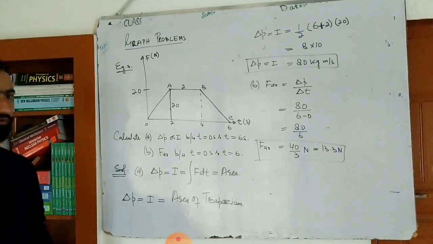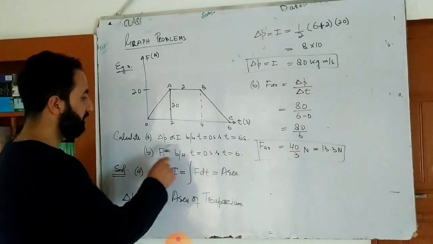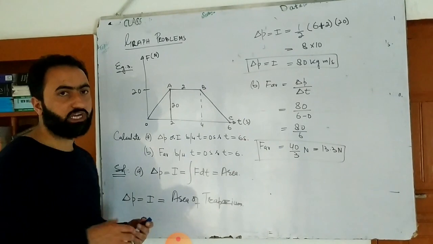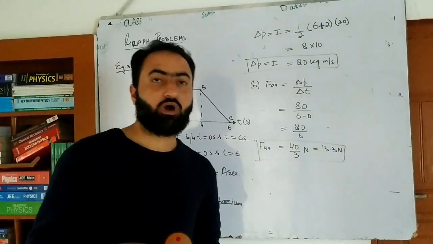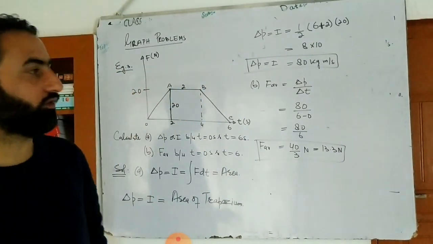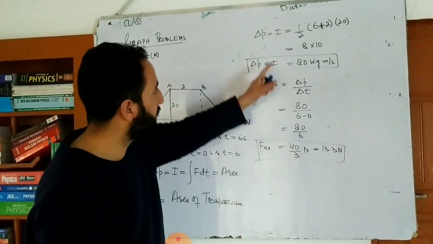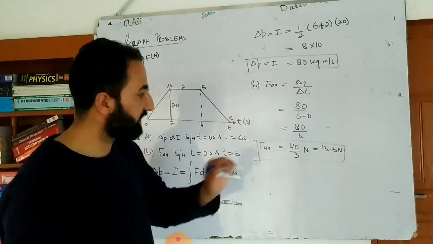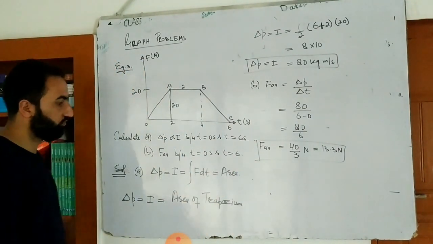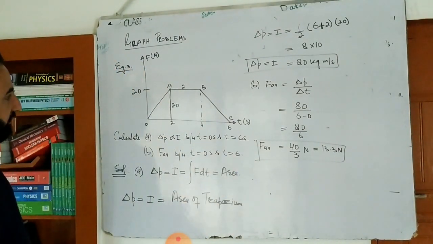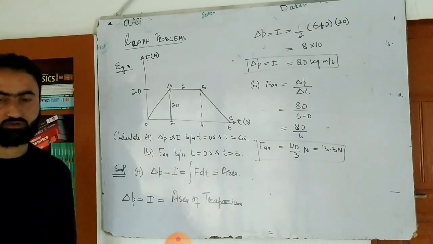Okay, so simply what we have to calculate is the delta P or impulse. It will be equal to area. So area of the trapezium is in turn equal to 1 by 2 times the sum of parallel sides multiplied with the perpendicular distance. Then you have to calculate the average force, that is delta P by delta T. We have calculated delta P, then substitute the value of delta T and calculate the average force. Done? Okay, again pause the screen and write it down.